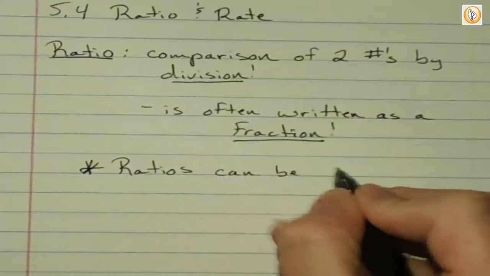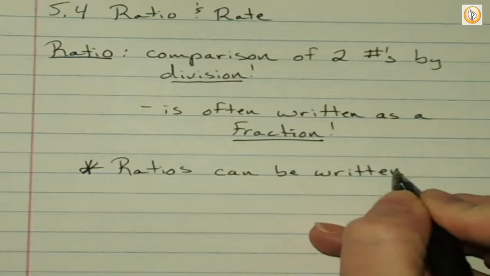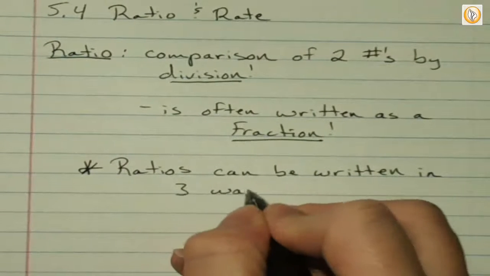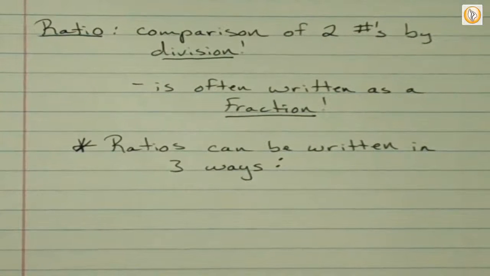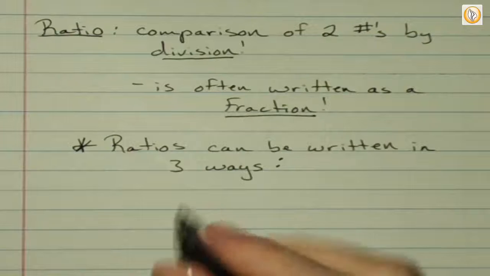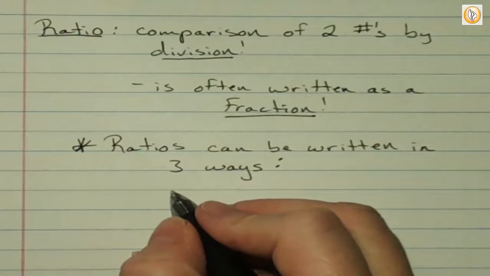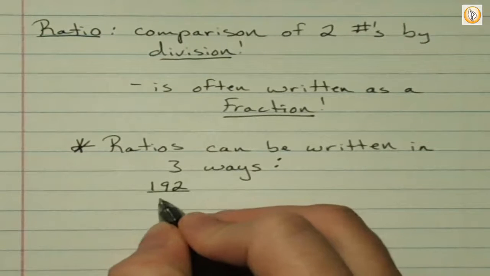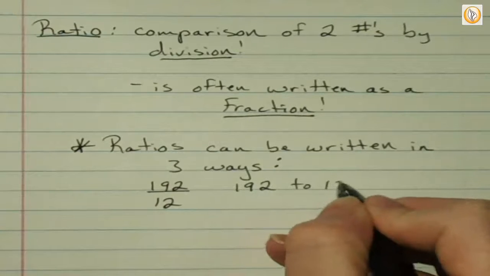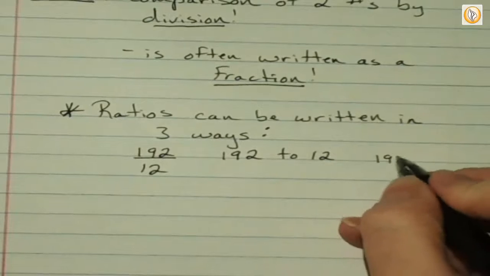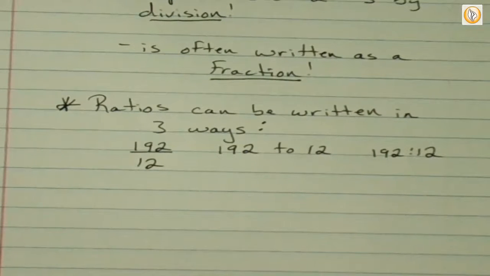Ratios can be written in three ways: as a fraction, using words, or with a colon. It's read 192 to 12.